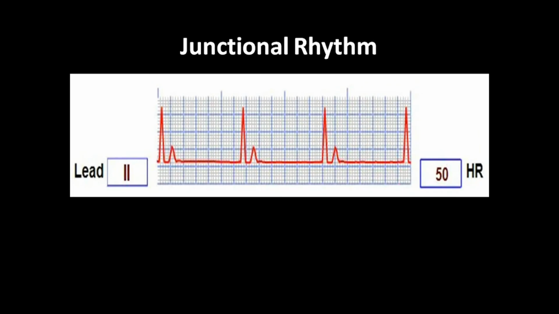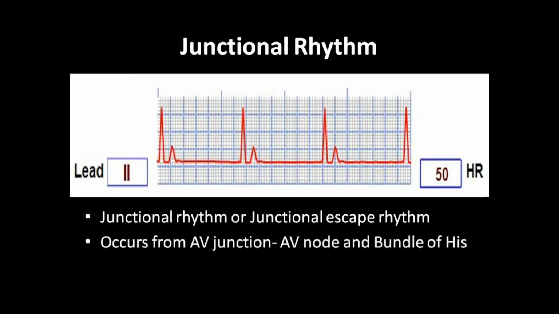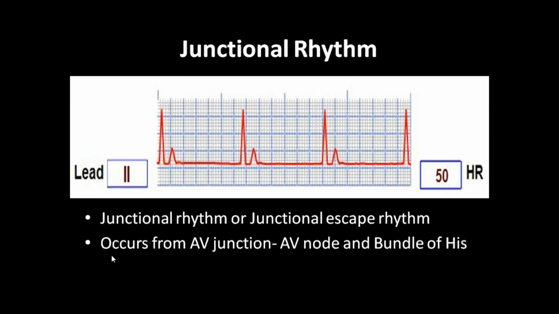Next, we can see a junctional rhythm. Okay, a junctional rhythm or junctional escape rhythm. It occurs from the AV junction, AV node, and bundle of His. The junctional rhythm, as the name suggests, is not a sinus rhythm. It is a junctional rhythm. So the sinus wave is missing always. The P waves are missing in this case. Okay, P waves are missing in junctional rhythm.